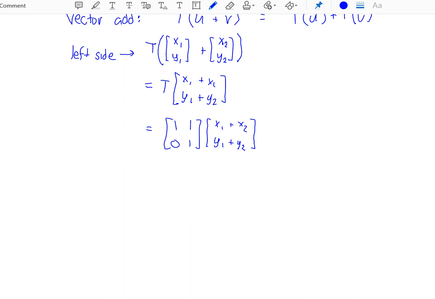And again, when you multiply this matrix times this vector, the way I'm going to do it is I'll multiply the row that I'm working on times this column. I think what I should get here is one times x1 plus x2 plus 1 times y1 plus y2. Our second component is going to be 0 times x1 plus x2, and then 1 times y1 plus y2. Well, I'm sure I could rewrite that in some way. I think I'm going to stop there and look at the right side and see what we get.